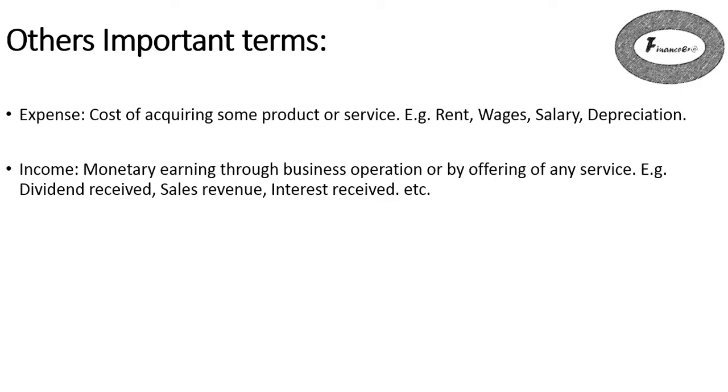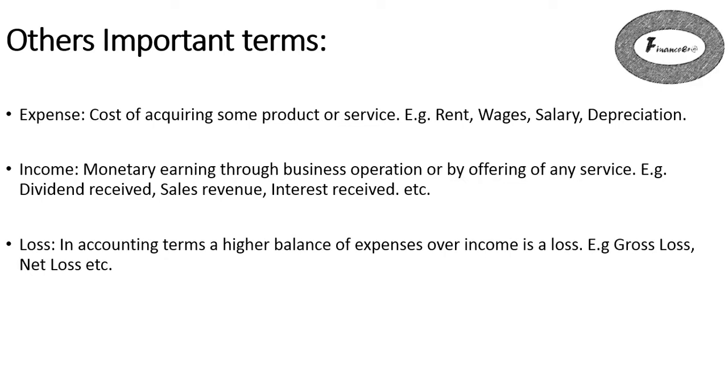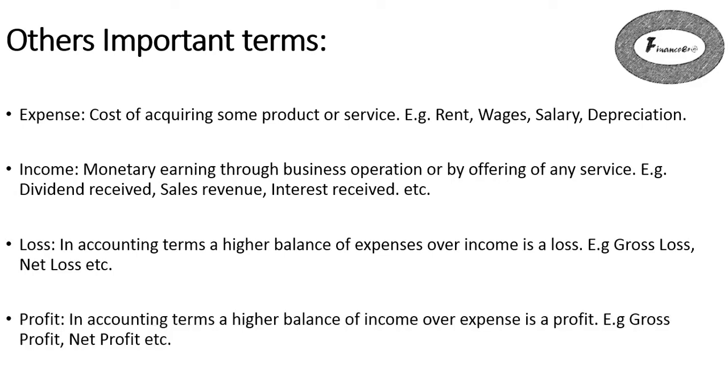What is an income? It is monetary earning through business operations or by offering any service. Examples of income are dividend received, sales revenue, and interest received from some bank or some investments. Loss. In accounting terms, a higher balance of an expense over income is a loss. General words used in accounting are gross loss, net loss. Profit. On the other hand, a higher balance of income over an expense is a profit. And examples used in accounting are gross profit and net profit.